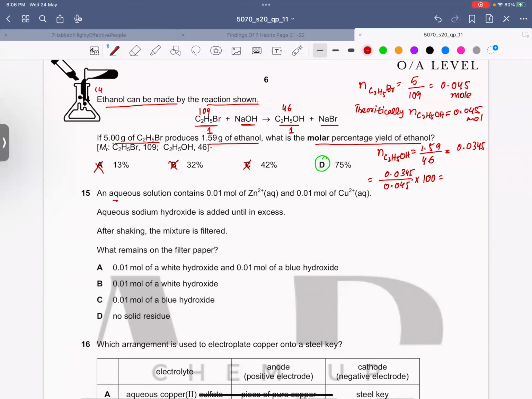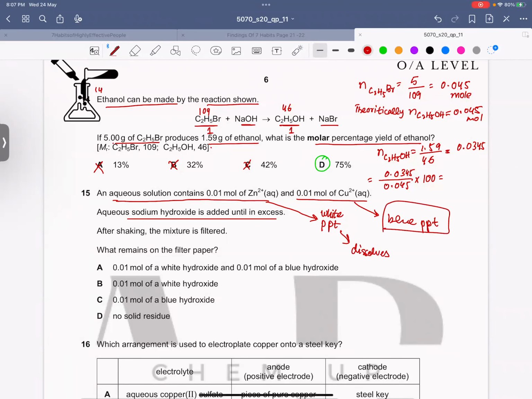Okay, now question number 15. An aqueous solution contains 0.01 moles of zinc 2+ aqueous ions and 0.01 moles of copper 2+ aqueous ions. Aqueous sodium hydroxide is added until in excess. So it will give you blue precipitates, right? And zinc will give you the white precipitate initially, but when the sodium hydroxide is in excess, the precipitate dissolves. So it means a white precipitate must have been formed initially, but it dissolves. And the blue precipitate stays.